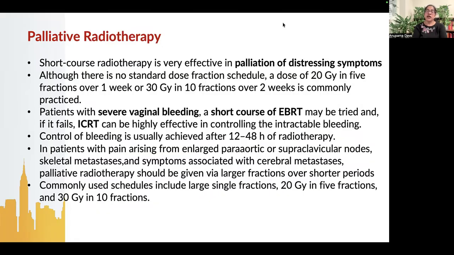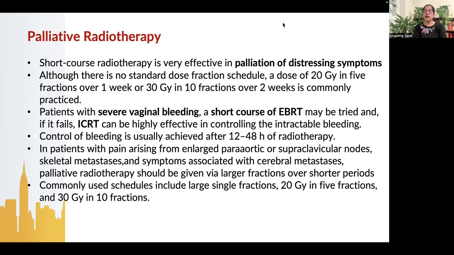In patients with severe vaginal bleeding, a short course of external beam radiation may be tried, and if it fails, intracavity radiation can be highly effective in controlling intractable bleeding. The control of bleeding is usually achieved after 12 to 48 hours of radiotherapy.